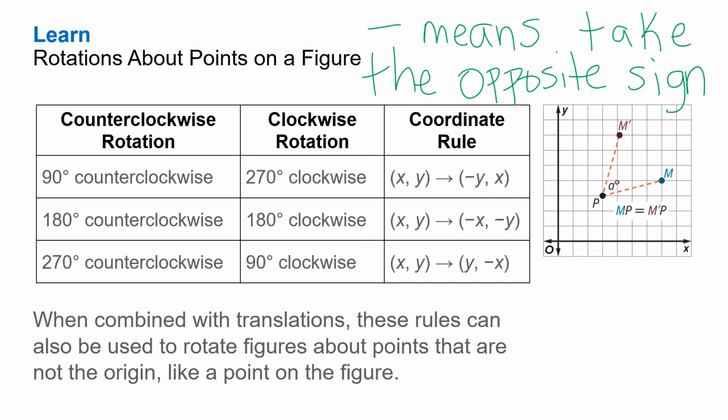When we combine these rotation rules with translations, these rules can also be used to rotate figures about points that are not the origin, like a point on the figure. So if you notice, point P is a point on the coordinate plane that is not the origin. We will show you a little bit later how to do these rotations about point P. These rules are only for when your center of rotation is the origin.